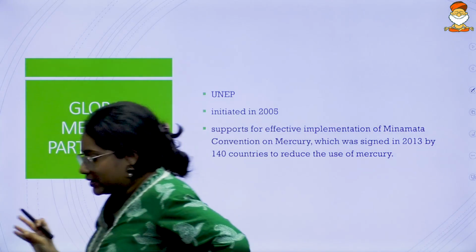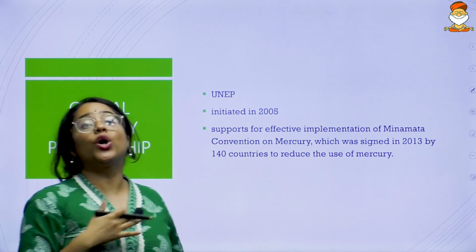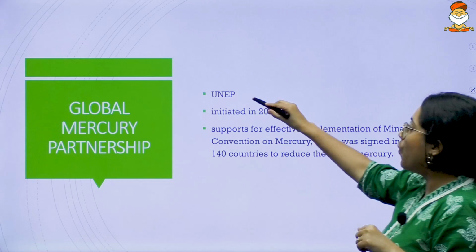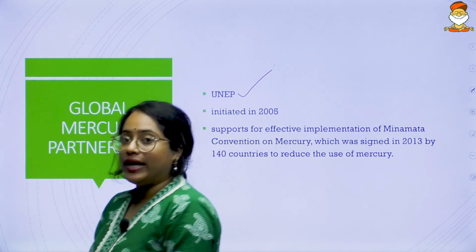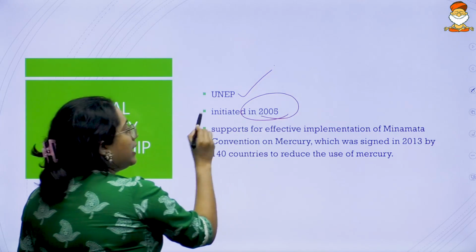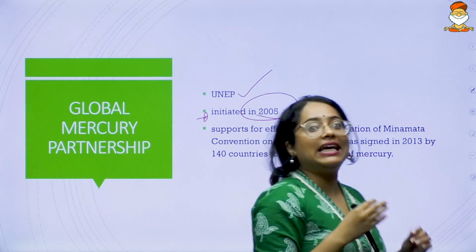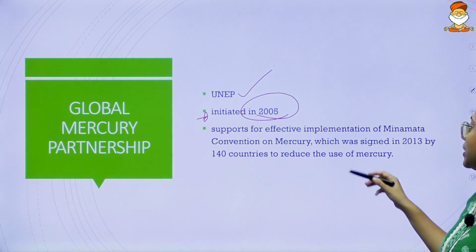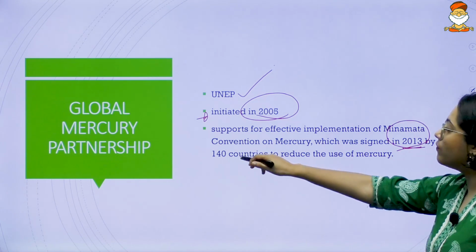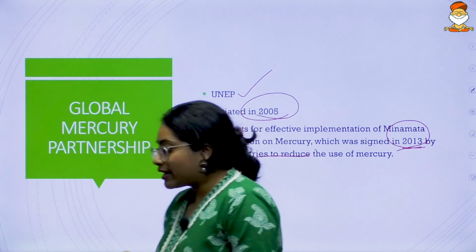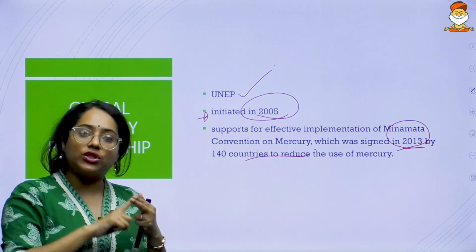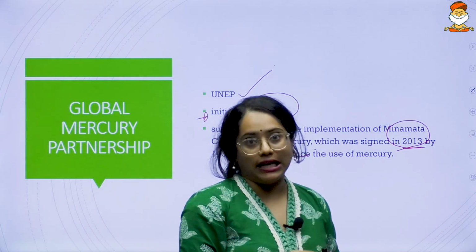The next important thing that I want to discuss with you is about the Global Mercury Partnership. The Global Mercury Partnership was created by UNEP. It was initiated in 2005. The idea is to effectively implement your Minamata Convention on Mercury, and the Minamata was signed in 2013, and 140 countries came up to sign it to reduce the use of mercury, production of mercury, and mercury related industries.